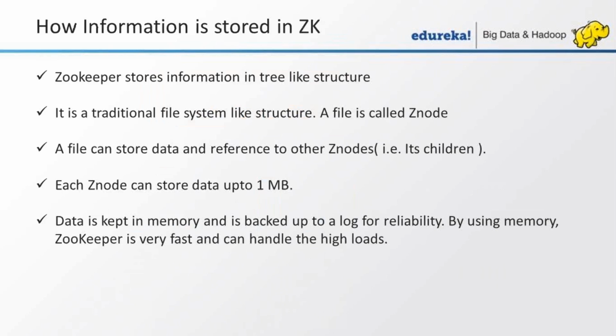Okay. So how is information stored in ZooKeeper? ZooKeeper stores information in a tree-like structure. It is a traditional file system like structure, and a file is called a ZNode. A ZNode can store data and references to other ZNodes, that is its children, and each ZNode can store data up to 1 MB. Data is kept in memory and is backed up to a log for reliability. By using memory, ZooKeeper is very fast and can handle high loads.